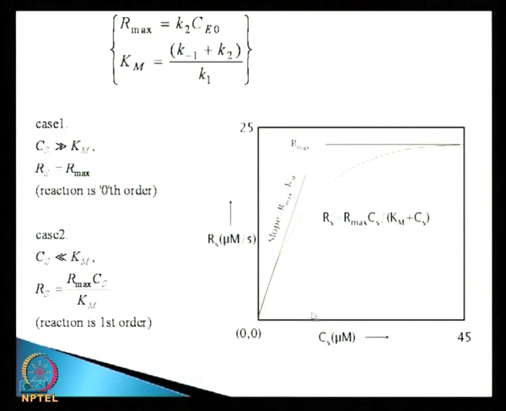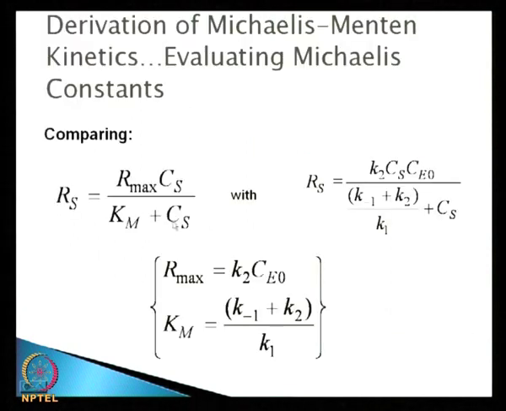So, if you look at the plot over here, this is the asymptotic solution. Let us look at the case in which CS is very small, trace quantities of CS. The reaction rate you get is R max CS over Km. I explained this yesterday, but I will show it one more time today. If CS is very small, then this term in here is negligible as compared to Km, and you get R max CS over Km.